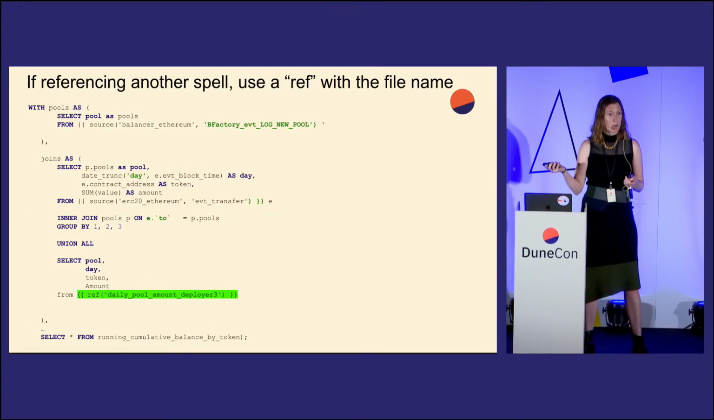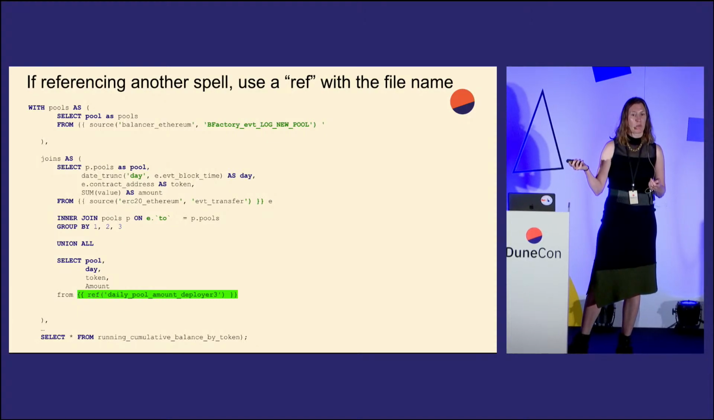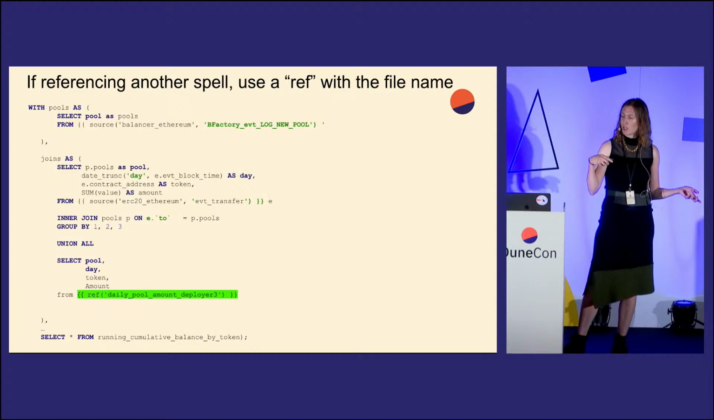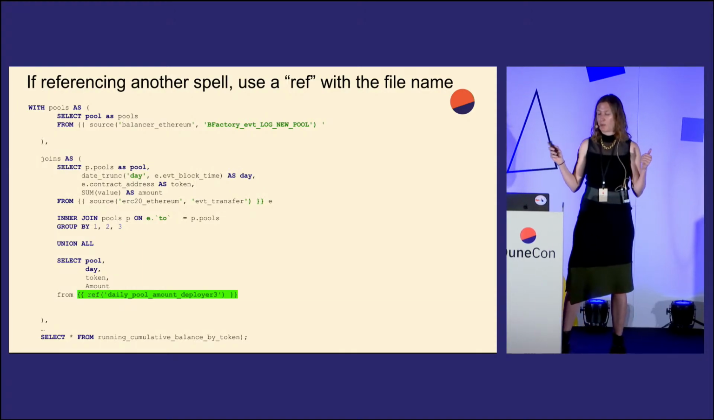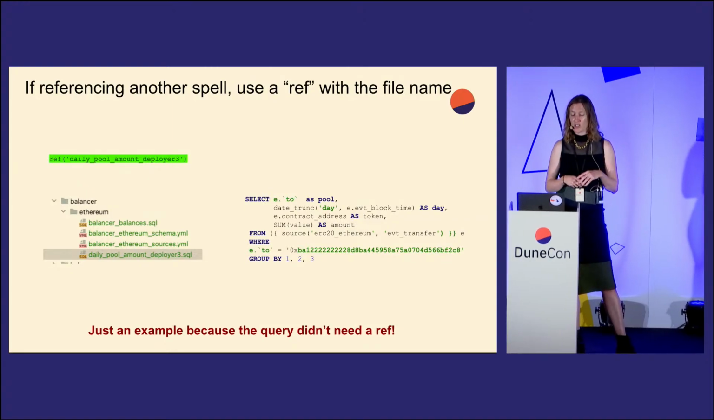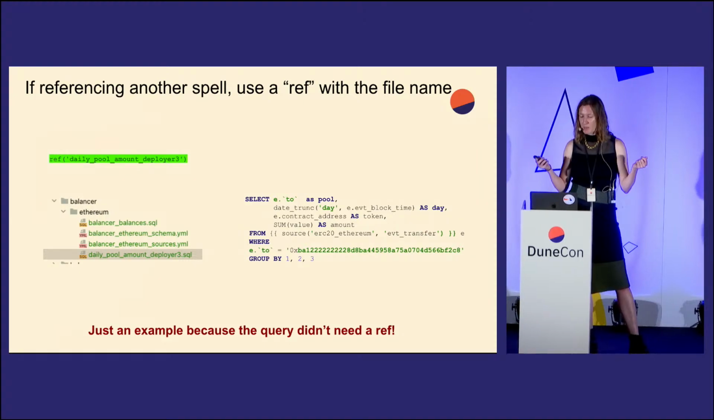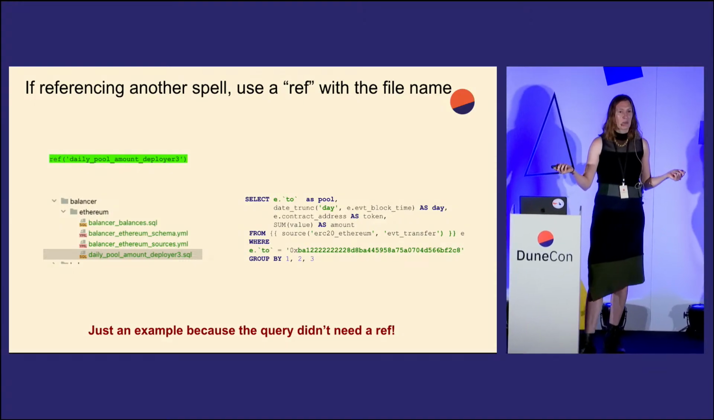We don't do this in the spell, but if that query had referenced another abstraction or spell, you would use something called a ref, because there's two different ways to refer to tables. And a ref is just another file in the Spellbook project. In this instance, I kind of just pulled out one of the CTEs, put it in its own file, and then I can refer to it simply by the file name. But you don't need to do this to complete the spell. This is just something you should know about.